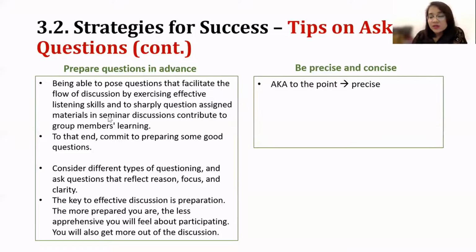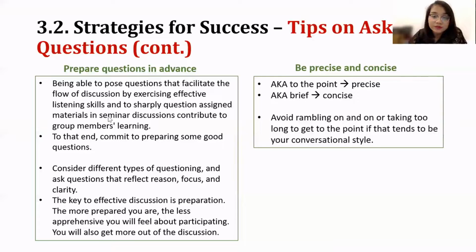Next one, be precise and concise. Being precise means when you ask a question, you are straight to the point. And being concise means you propose a brief question, not a very long narrative question. Your audience will get bored of listening to you. Avoid rambling on and on or taking too long to get to the point if that tends to be your conversational style. If you're not sure what type of conversational style you have, you may ask your friend or colleague to listen to you when you're asking a question and ask them to evaluate the way you ask it.